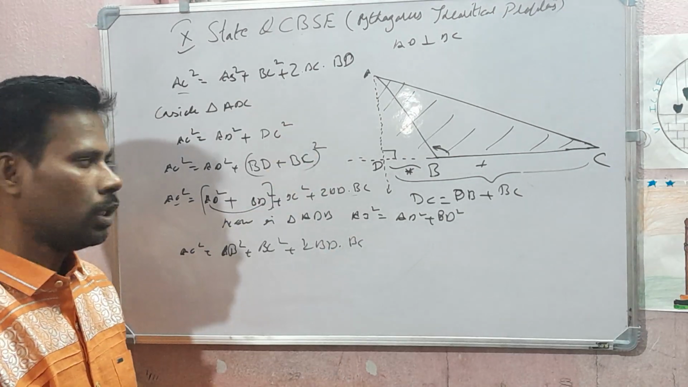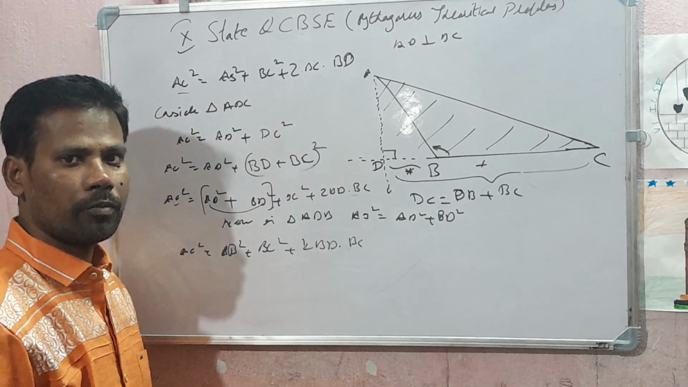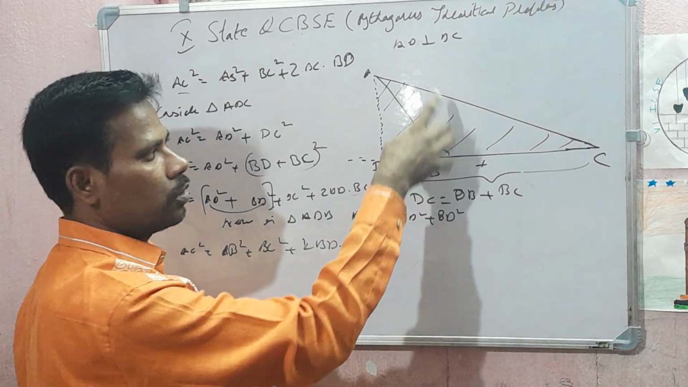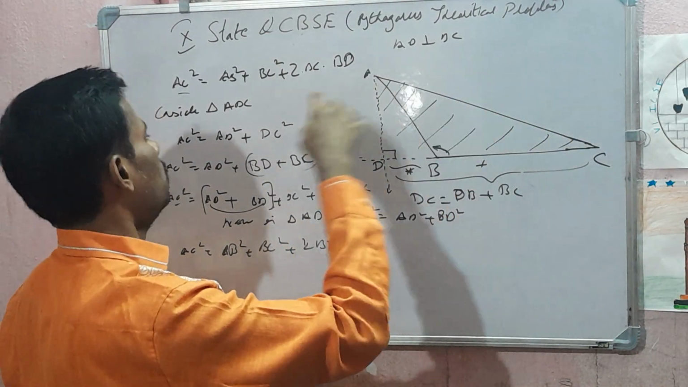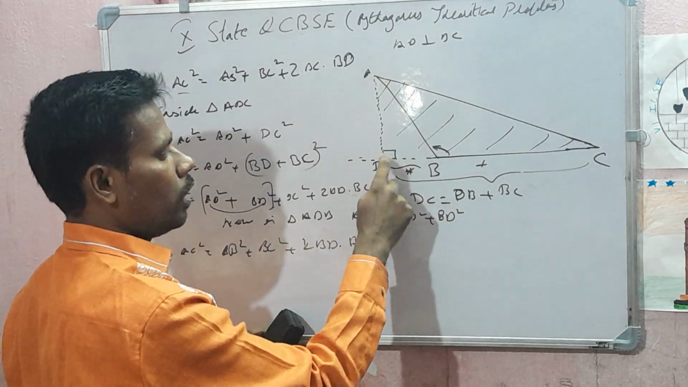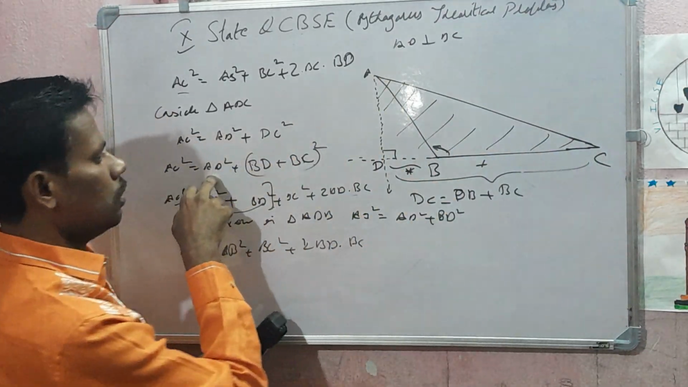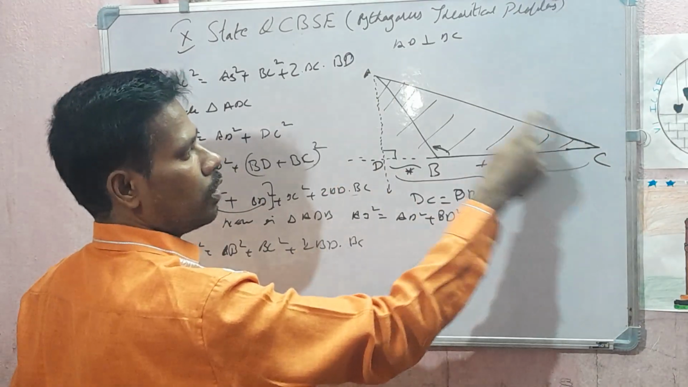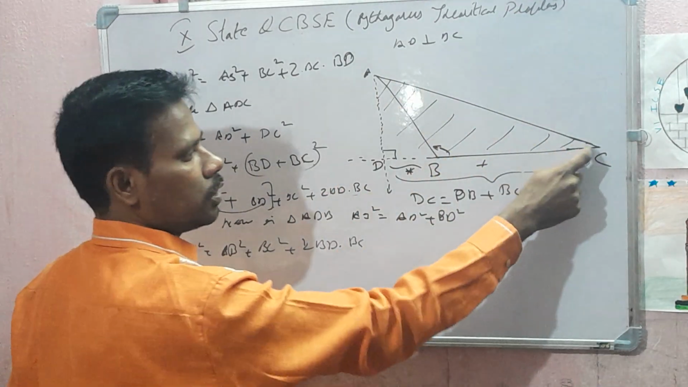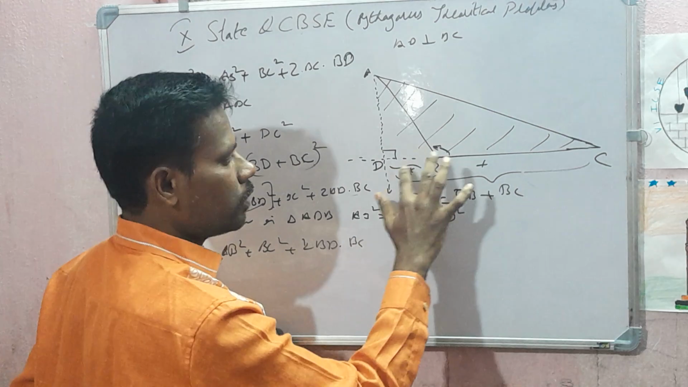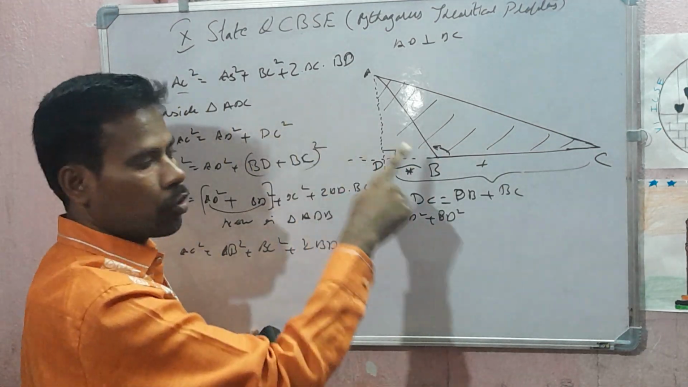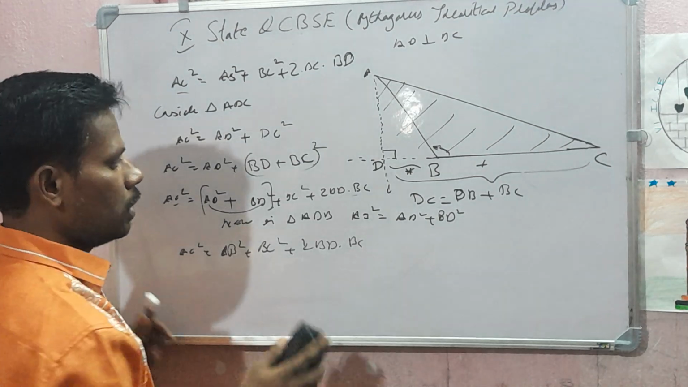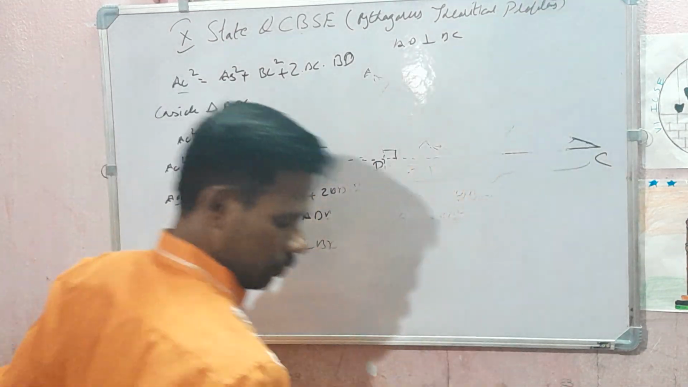Very simple question. That's it, problem finished. So you just have to remember, if the triangle is obtuse, AC square is equal to AB square plus BC square plus twice the product of the parts of the bases, 2 times BC into BD. That's it. Next problem.